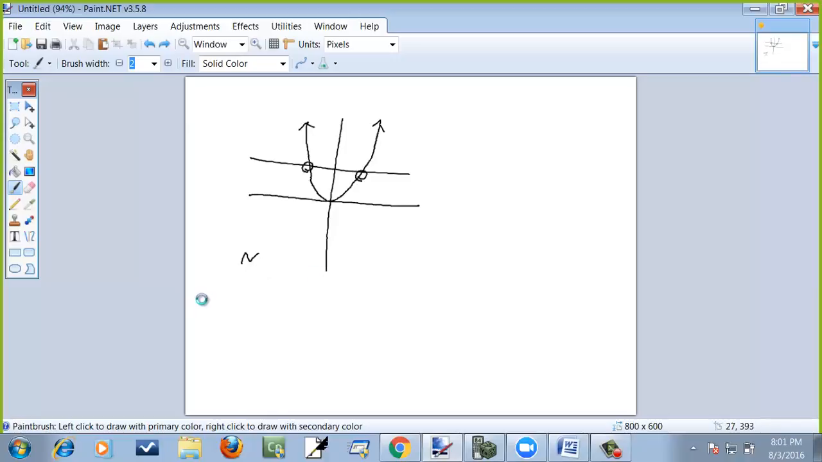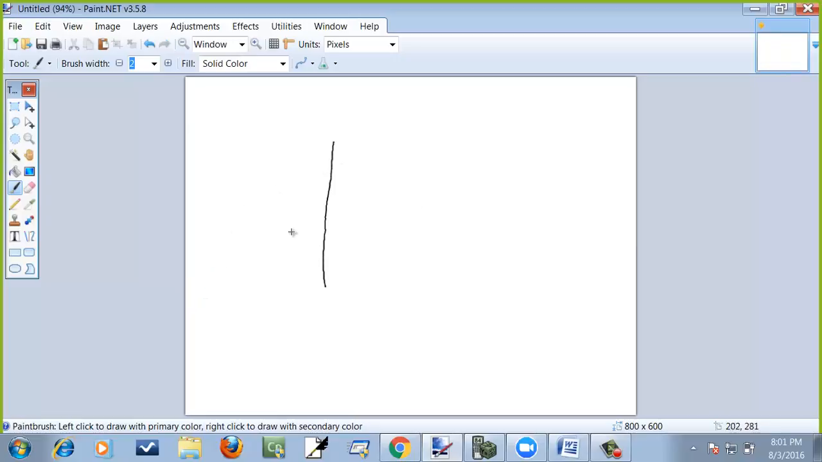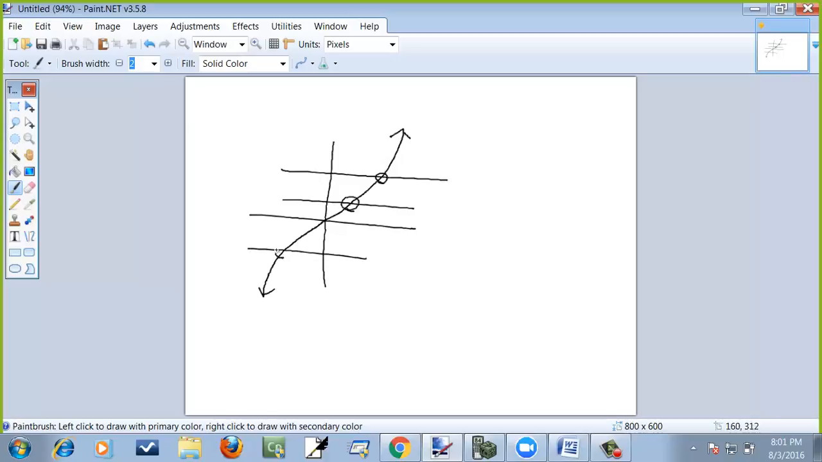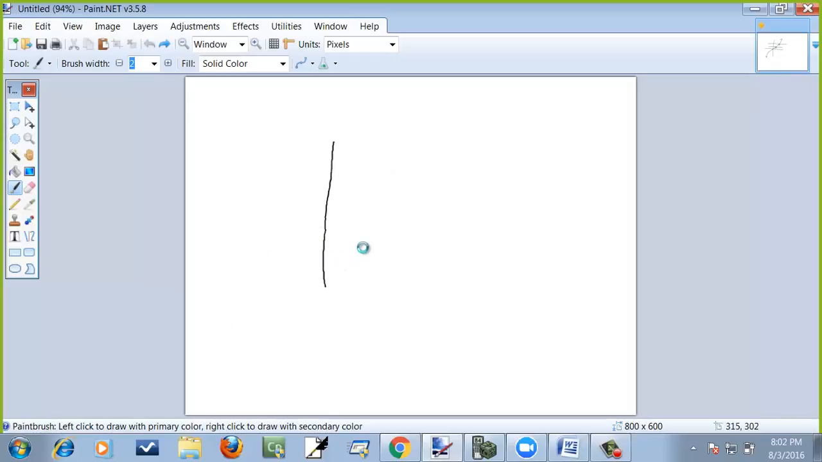Now, on the other hand, if I have a problem that looks like this, well, if I draw a horizontal line here, it intersects one place, draw one here, one place, draw one here, one place. No matter where I draw a horizontal line, the most it'll ever intersect is one place. That means, by the horizontal line test, that this is one-to-one. Clean that off. Okay.